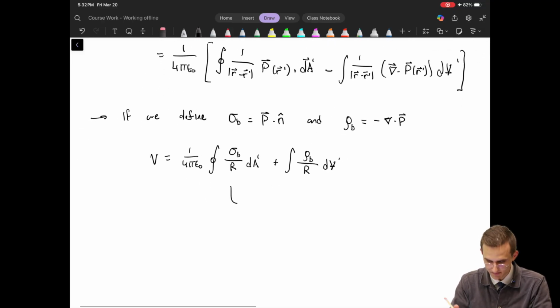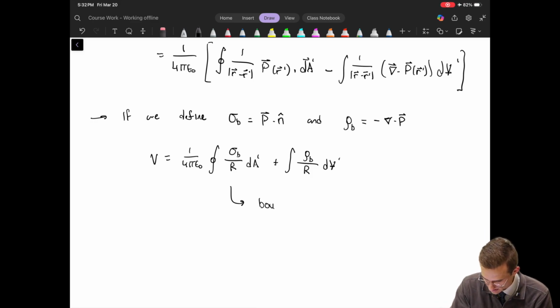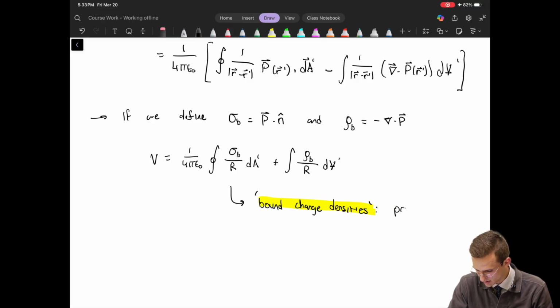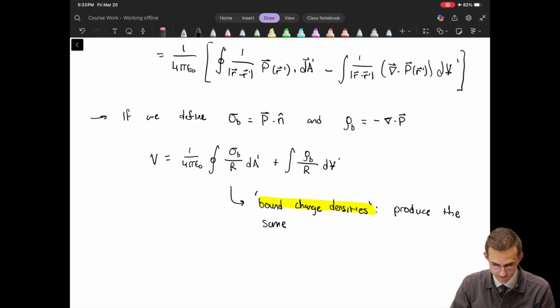So basically we created these fictitious charge densities that we call the bound charge densities. They're fictitious, they're fictional, but they produce the same E field or potential as would the corresponding polarization field.